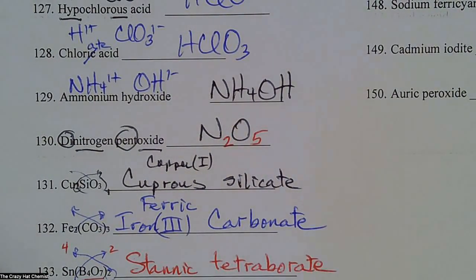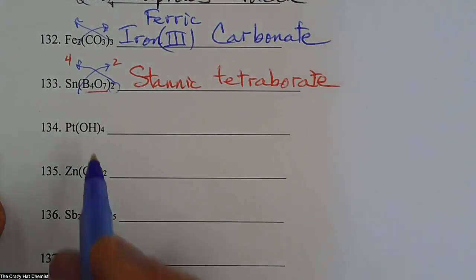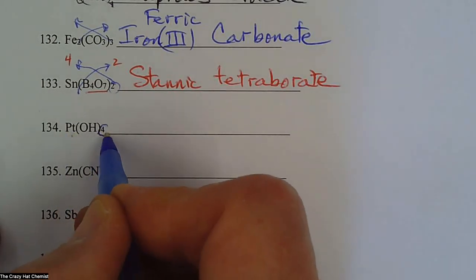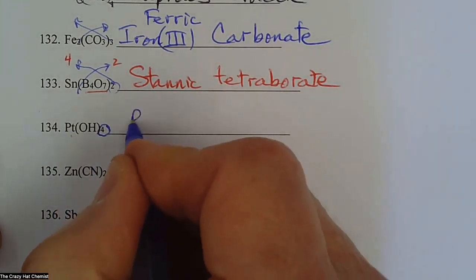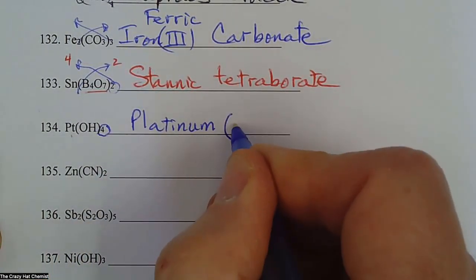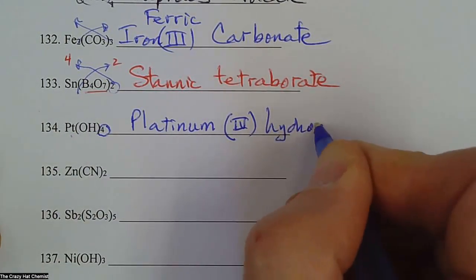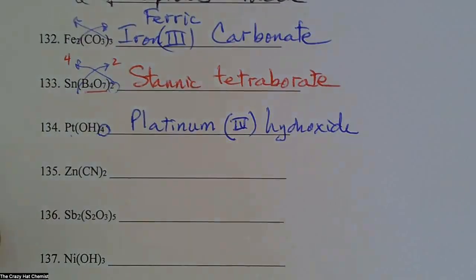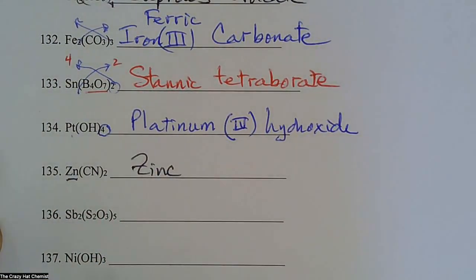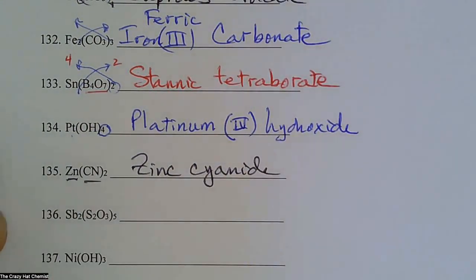All right, we're really pushing the limits here. So scrolling this up here. I didn't have platinum of any kind on there, but you should be able to figure out the charge on the platinum. It's right there. Platinum, and then the charge is Roman numeral 4, and then it's hydroxide. So hopefully that's not too bad. And then this is zinc, and then cyanide. And that's based on that polyatomic ion.